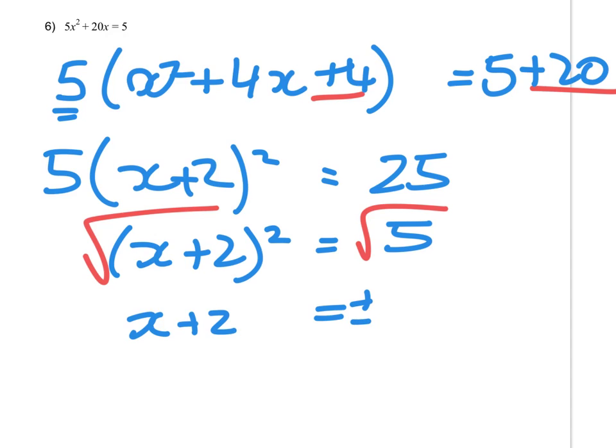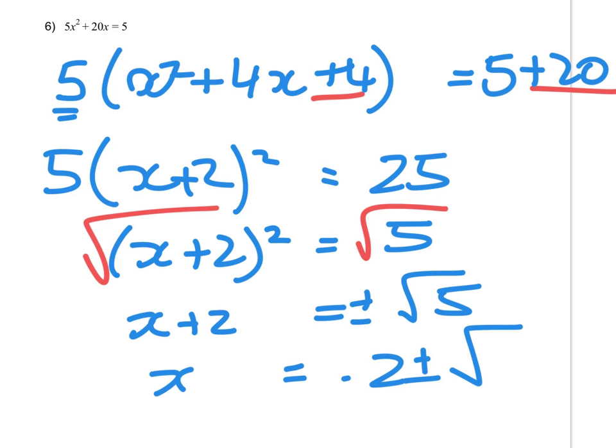x plus 2 equals plus or minus root 5. Subtract 2 from each side. x equals minus 2 plus or minus root 5. Okay, we're done. So that's completing the square. Not very difficult, just takes a little bit of practice.